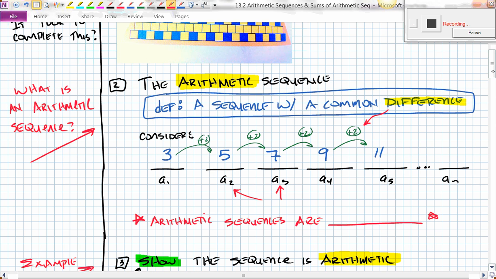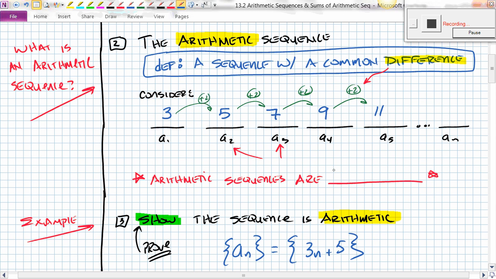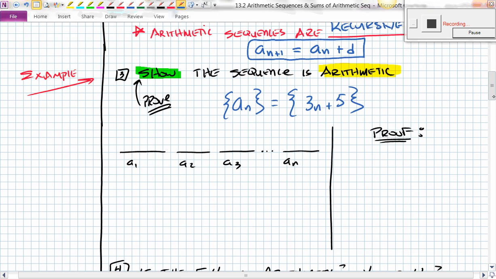So one cool thing about an arithmetic sequence is that they are recursive, which means that there's a pattern going on here, right? So we can find the next term by knowing something about the last term. And in fact, the formula for the next term, a sub n plus 1, is just equal to the previous term, which is a sub n, plus that common difference d. That's how we get to the next term. So if I wanted the sixth term, I would take the term before it, which is the fifth term, 11, plus the common difference of 2, and that would give me a 13.